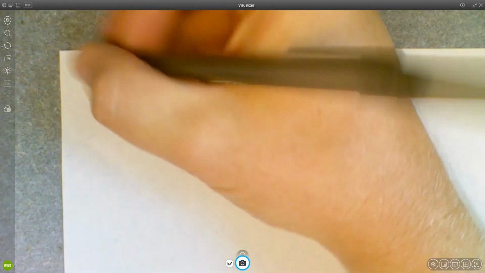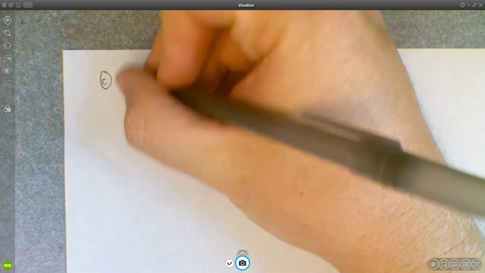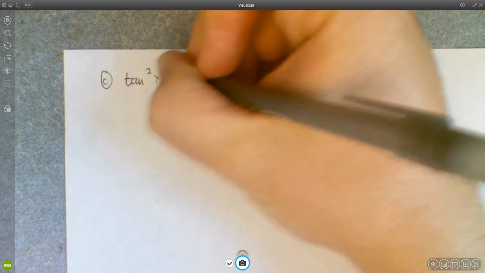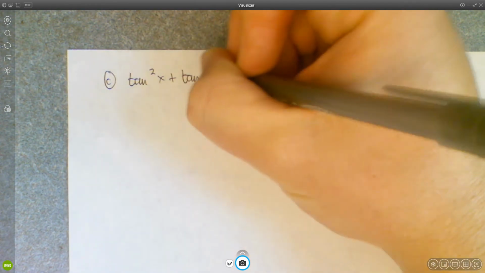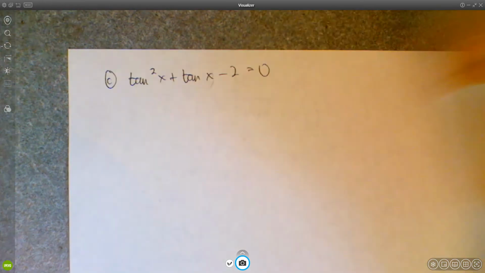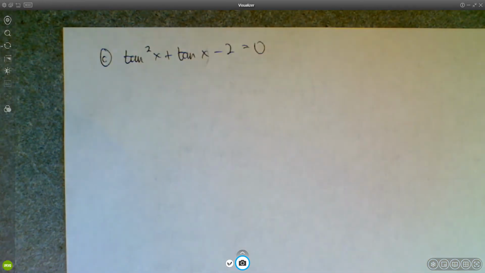Okay, let's do another one. So let's do tangent squared x plus tangent x minus 2 equals 0. Go ahead and give the video a pause and see if you can do that one on your own.